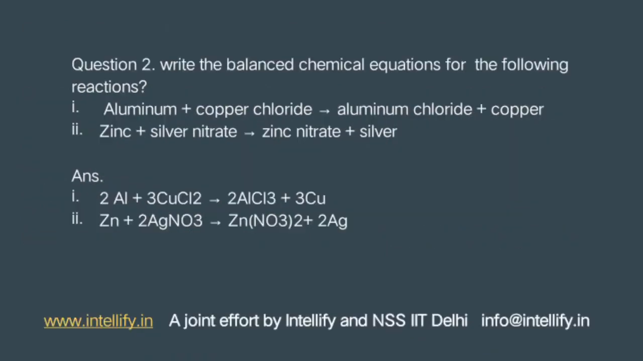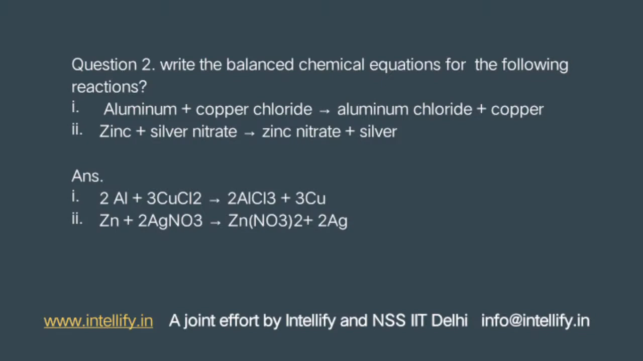Question 2. Write the balanced chemical equation for the following reactions. In the first one, we have aluminium reacts with copper chloride to give aluminium chloride plus copper. So in the reactants we have 1 aluminium, 1 copper and 2 chlorine, whereas in the product we have 1 aluminium, 1 copper, 3 chlorine. Whenever we have an odd number, I like to get that to an even number to make things a little bit easier. To do that, I'll put a 2 in front of the aluminium chloride. So that means we have 3 into 2, that will give 6 chlorine and 1 into 2 aluminiums on the product side.